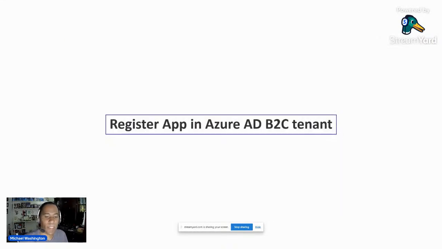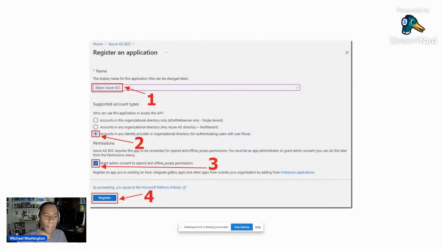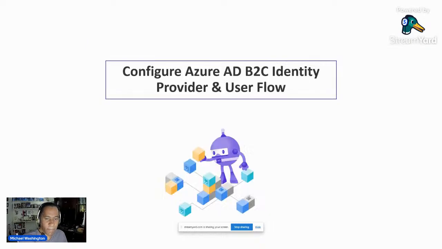Once you've created your Azure B2C tenant, the first step is to register an application. To do that, you click on App Registrations, click New Registration. You give it a name. Note that for this example, we're going to call this Blazor Azure B2C. Later, when we set up Azure B2C for Blazor WebAssembly, we're going to end up creating two applications. But in this case, we're only going to create one. And it's just been created.